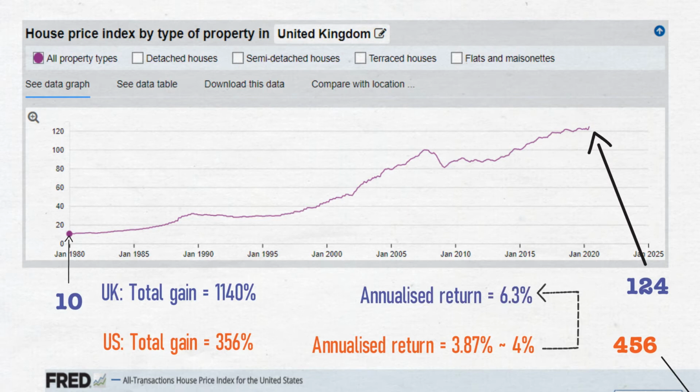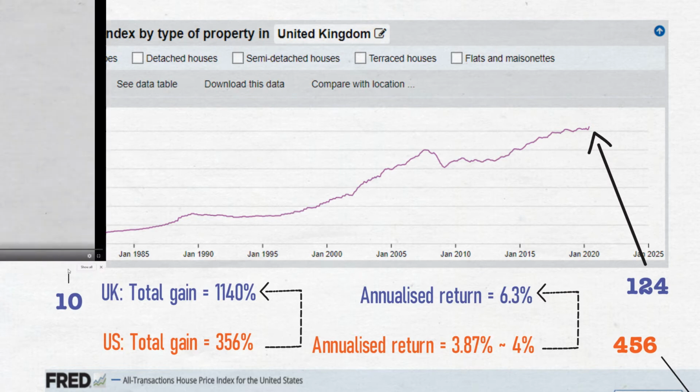Hold on, something's not quite right here, isn't it? An increase in annual return from 4% to 6.3% means your total return jumps from 356 to 1,140%. That's huge, and all that from a 2% difference? No, surely there must be something wrong.